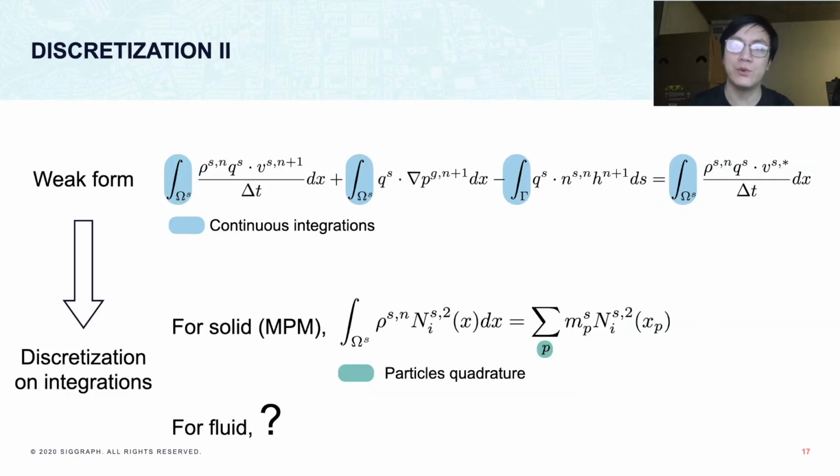Let's go back to the weak form of our problem. After we discretize all the variables, we need to deal with the integrations now. As commonly done in NPM, we discretize all the integrals that are only associated with the solid and matrix using particle quadratures, since particles naturally encode mass, volume, constitutive model parameters, and strength. However, it is still a challenge to discretize the fluid domain.